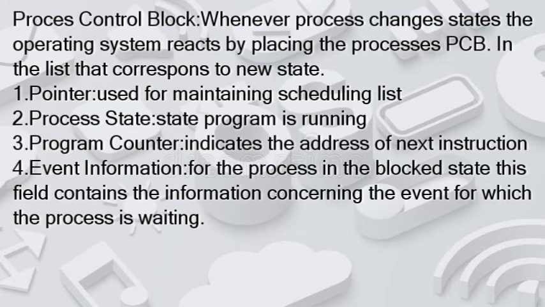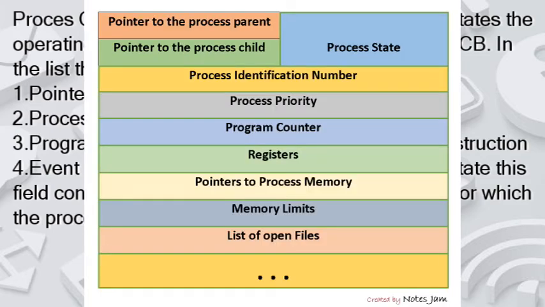Let's talk about the next thing that is really very important in this video. That is the PCB, the Process Control Block. Whenever a process changes state, the operating system reacts by placing the process's PCB in the list that corresponds to its new state. Each process contains a process control block. Whichever process we are talking about, it will always contain a process control block. Now what will a process control block contain? Pointer, process state, process number, program counter, CPU register, memory allocation, event information, list of open files.